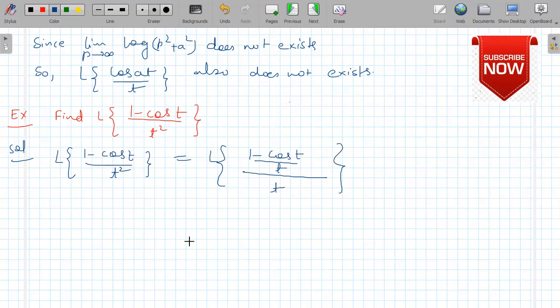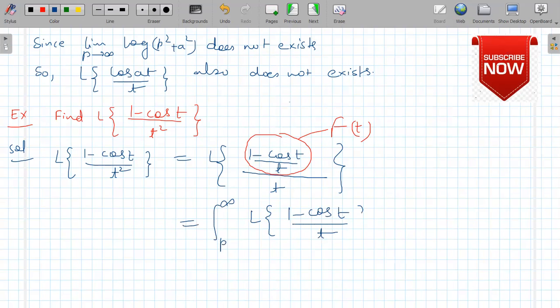आप इसे ऐसे लिख सकते हैं. तो आप इसे एज अ होल देखें तो ये दिस इज एफ टी डिवाइडेड बाय टी, इस टाइप का बन गया ये एक्सप्रेशन. तो अब इसका लाप्लास क्या होगा? आप इस पर रूल लगाएंगे तो उसको आप क्या लिखेंगे? p to infinity Laplace of 1 minus cos t divided by t dp, ऐसे ही लिखेंगे। अब we have to find the Laplace transform of this expression.